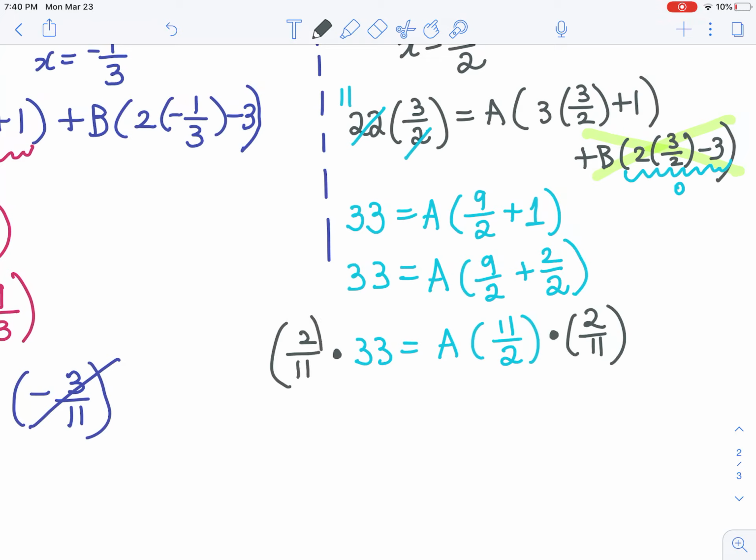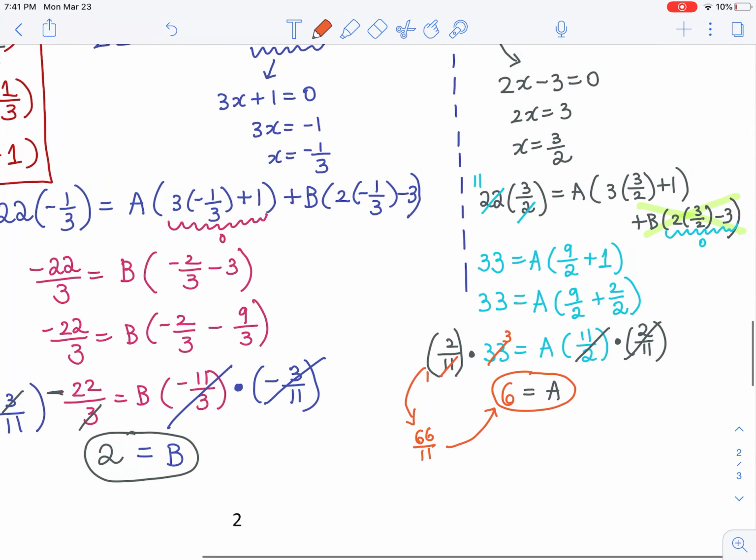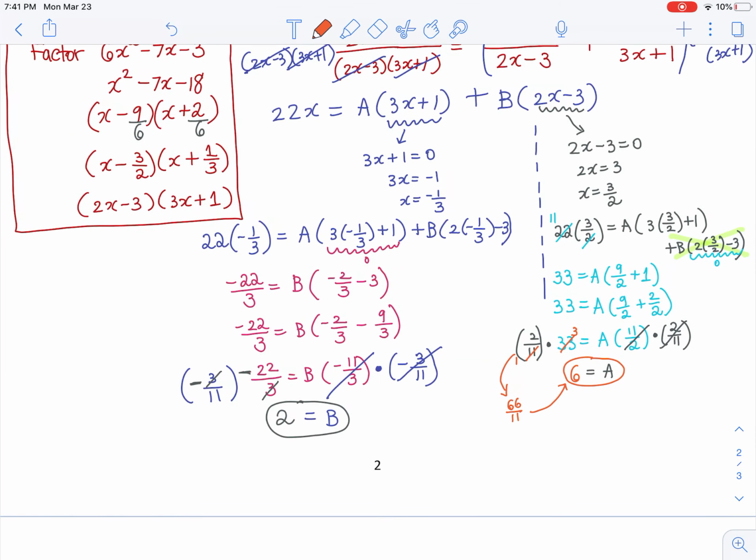Multiply both sides by the reciprocal, 2/11. Multiply this side by 2/11. Then these two are gone. We get a equals, notice I can simplify this into 1 and 3. And 2 times 3 will give me 6. Or you could have just multiplied this and gotten 66 divided by 11. That gives you 6 too. So that's fine. So a is 6. And earlier we found b to be 2.